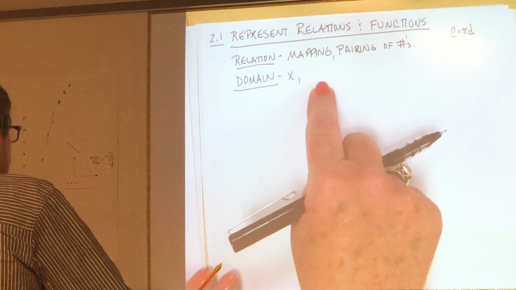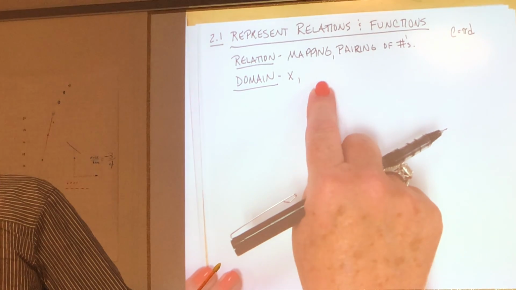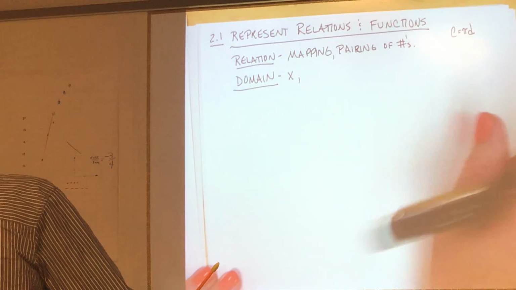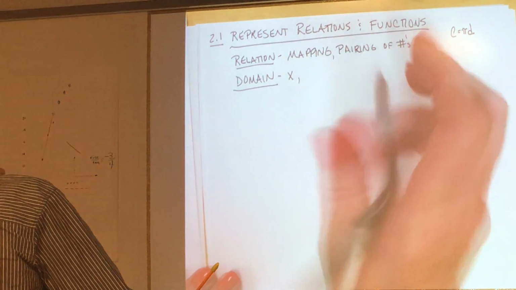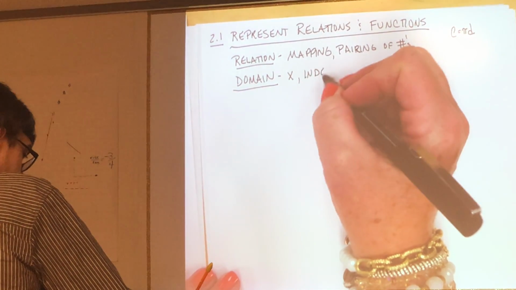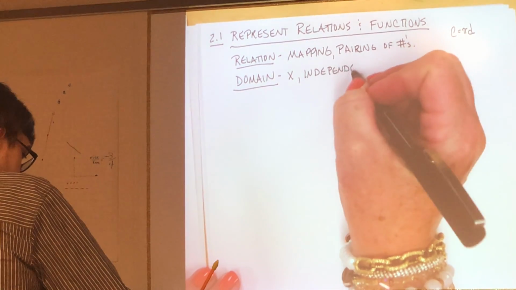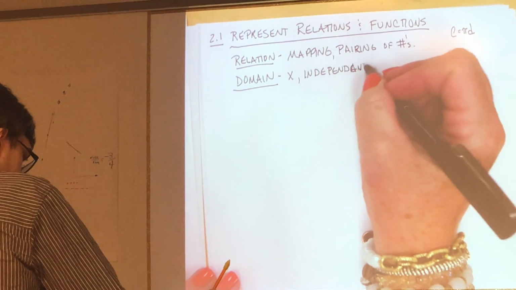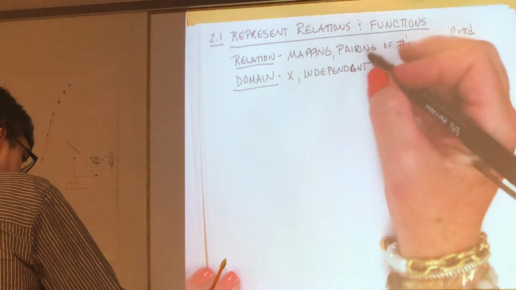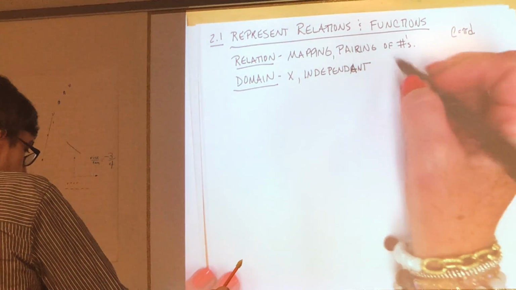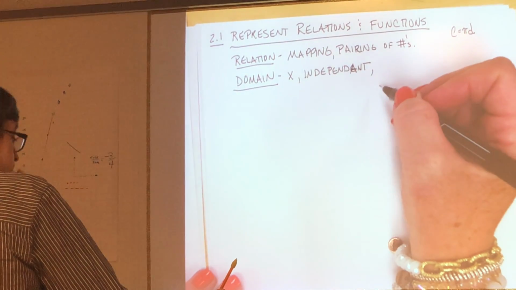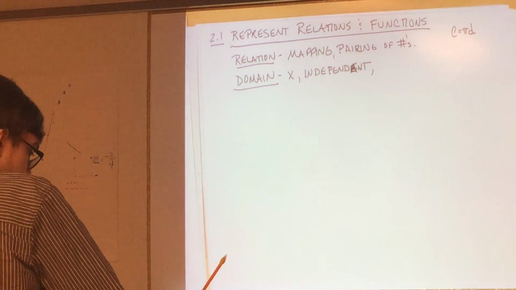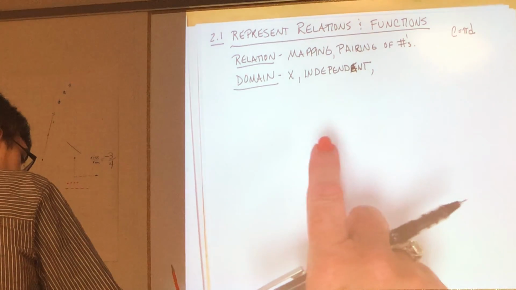What's another name for X? What else could we call it? Zero? No. F of X? No. Independent. The independent variable. The input. Did I spell it right? I had a hard time with that one. It's an E. Of course it is. It looks just like an E. So the independent variable, all right?